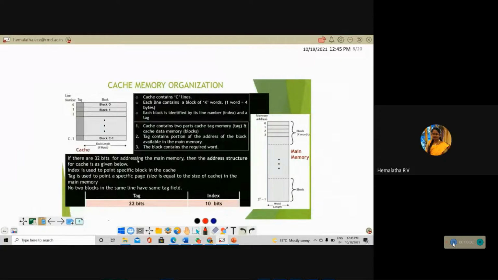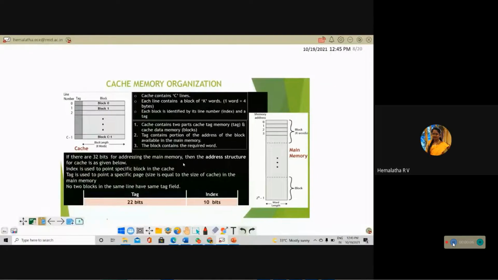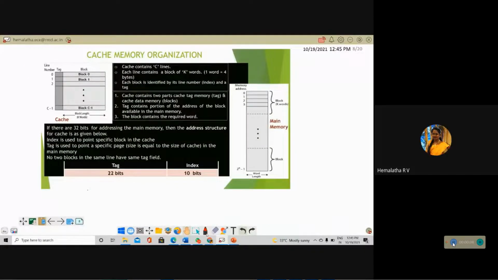Cache memory will have C lines. You can see on your left-hand side is my cache memory and on your right-hand side is my main memory. This main memory has a number of blocks. Inside these blocks I have a number of words, or pages. Let it be pages. So this will be my main memory, and on the left-hand side I have my cache memory.